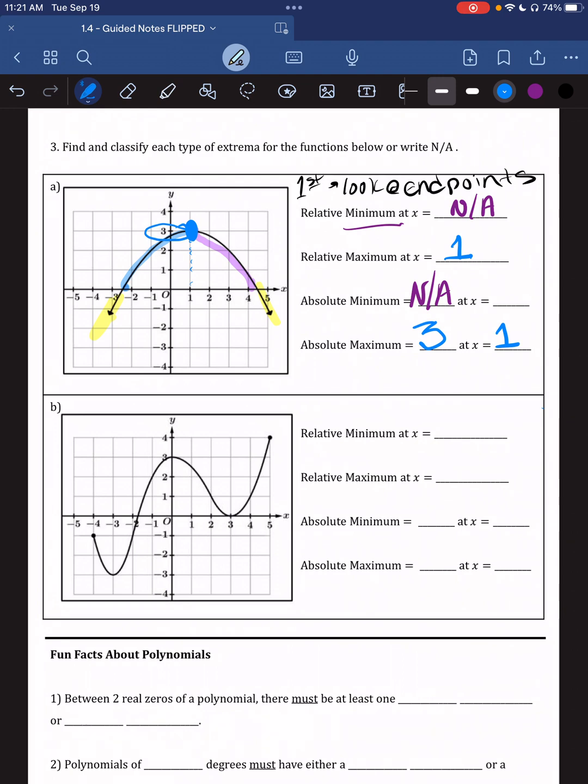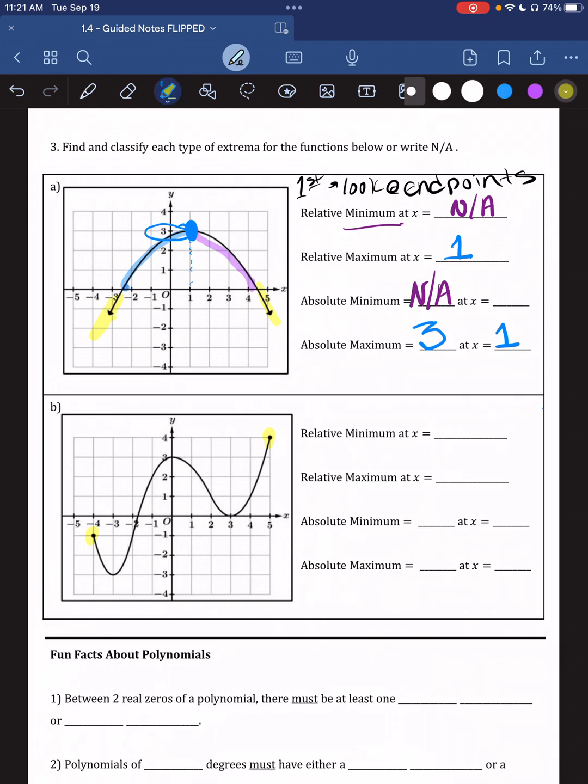All right, let's look at the next example. So again, the first thing we're going to check are the endpoints. Well, here we have two definitive endpoints, so we need to consider those while we're going through and answering these questions.